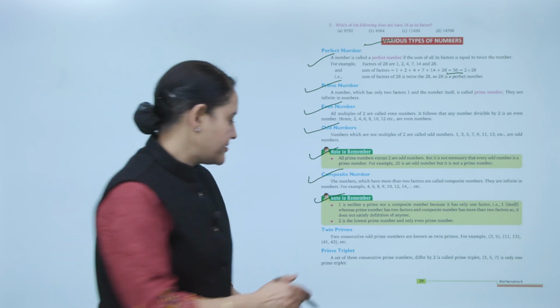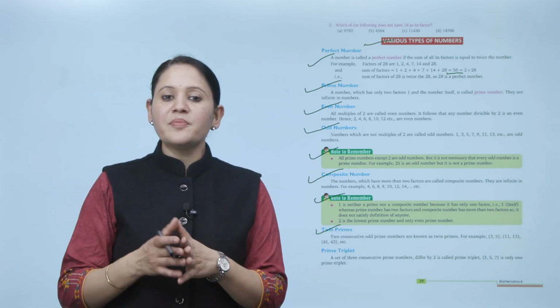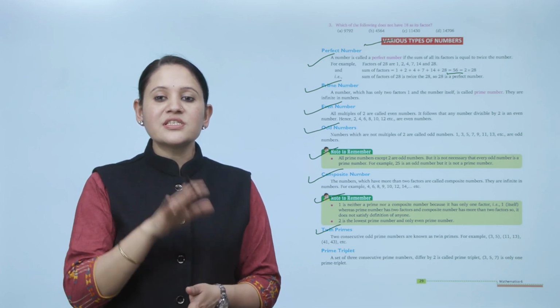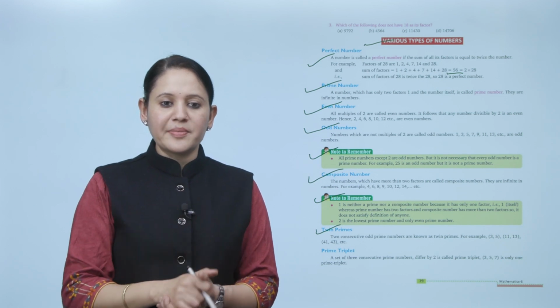Next is twin primes. 2 consecutive odd prime numbers are known as twin prime numbers. For example, 3 and 5, whose difference is 2. 11, 13, difference is 2. So all these are twin prime numbers.